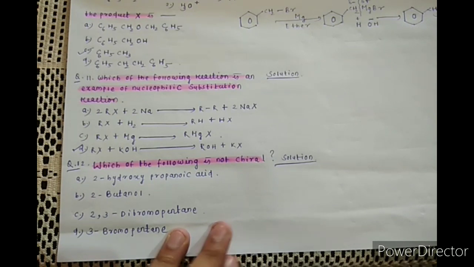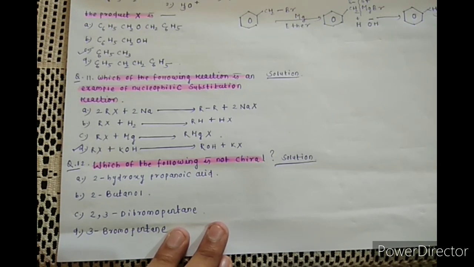We know that if a carbon is joined to 4 different groups, we call that carbon a chiral carbon, and that compound is called an optically active compound. So the first thing you have to do is write the structure of all these 4 compounds, and if you get a single carbon which has 4 different groups, then that compound is called chiral, a chiral compound, an optically active compound.